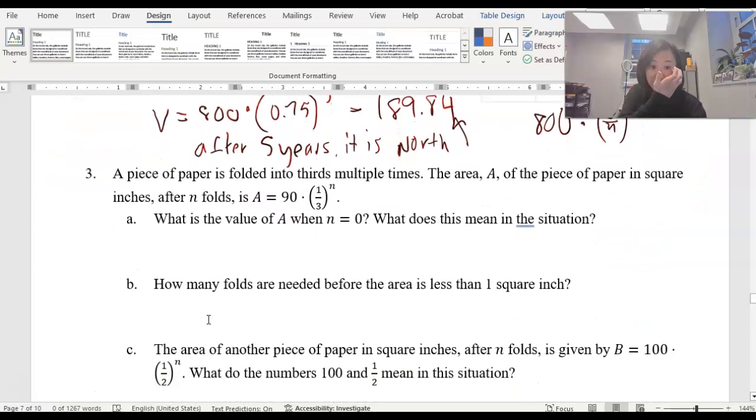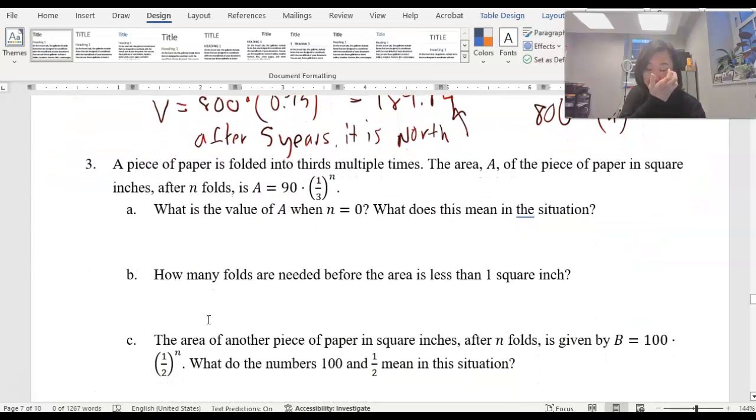All right, a piece of paper is folded into thirds multiple times. The area A of the piece of paper in square inches after n folds is A equals 90 times 1/3 to the power of n. What is the value of A when n is 0?